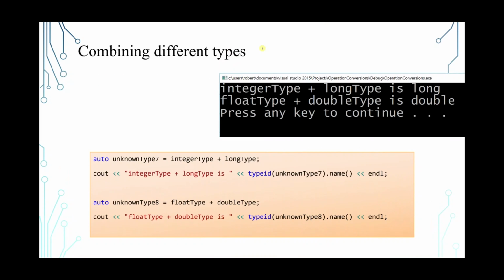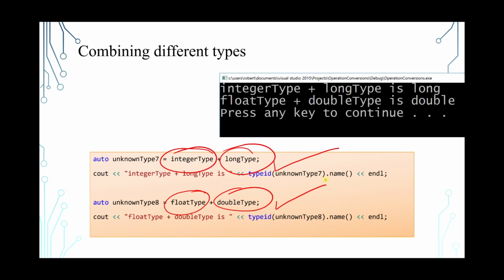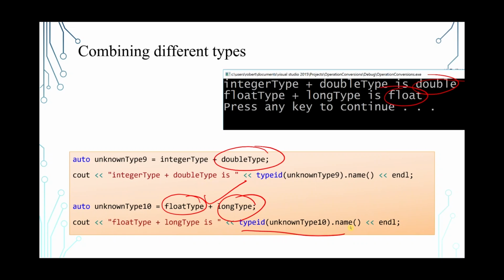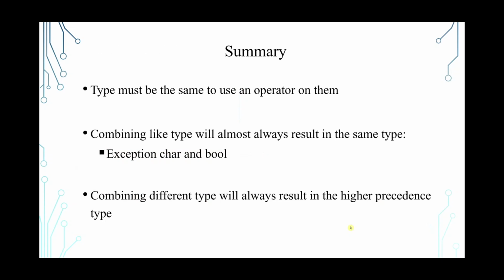Okay, let's combine different types. What is the result of integer type plus long type? It's basically long. Why? Because long is bigger than integer, and integer gets promoted. What about float plus double? It's basically double, because double is more precise. What about integer plus double? Definitely, without saying, the result is double. Why? Because it's more precise. What about float plus long? It's float. Float is more precise, as you can see here when you do typeid unknown type 10 name.